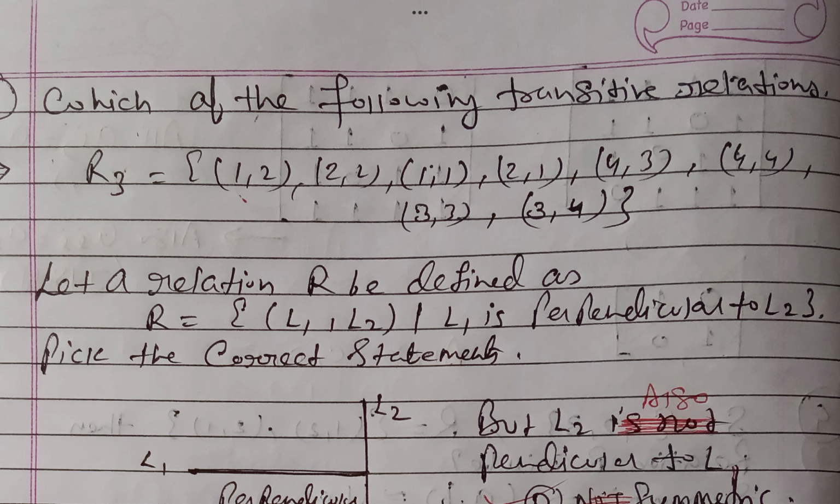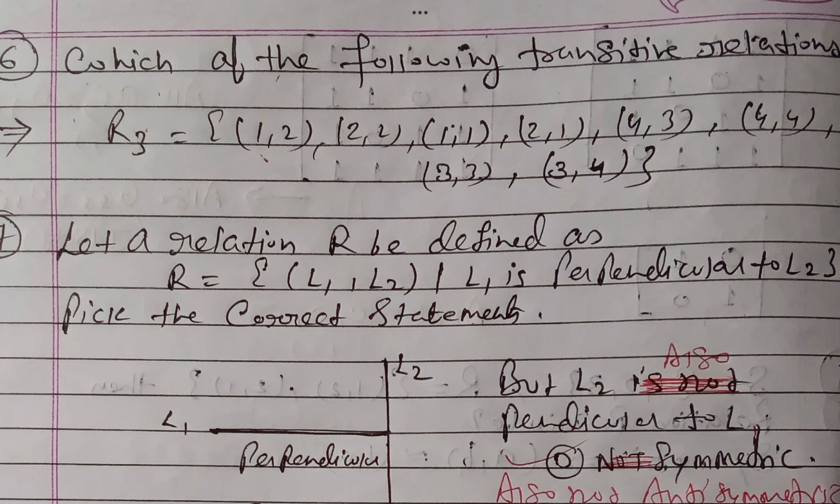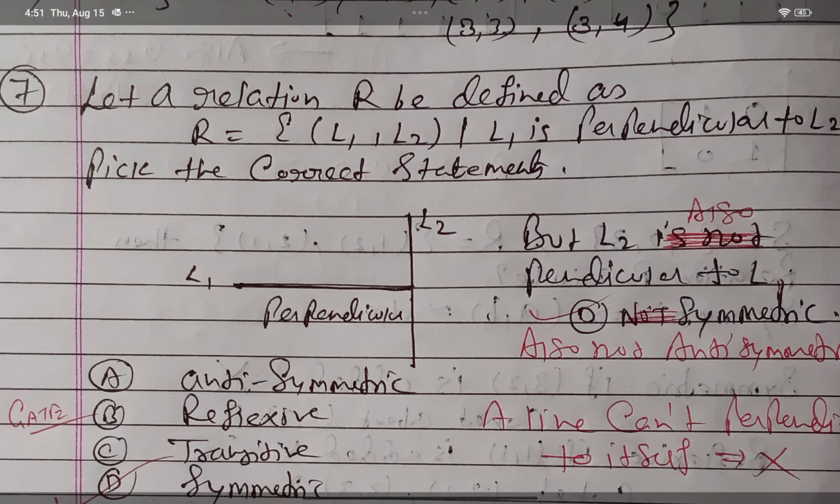Transitive relation means if (A, B) belongs to R and (B, C) belongs to R, then (A, C) must belong to R. I will show the transitive property. Transitive property we already discussed. So if (1, 2) belongs to R and (2, 3) belongs to R, then (1, 3) must also belong to R. So if we check question number 6, the answer is this.